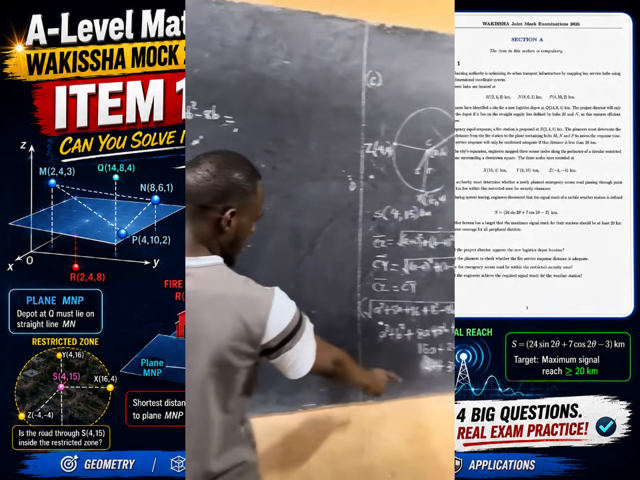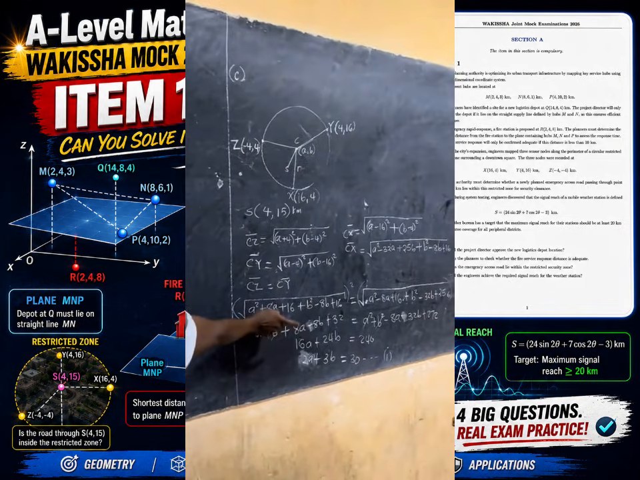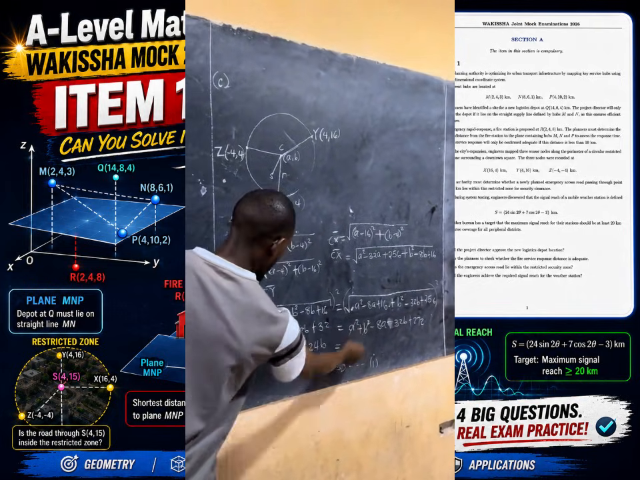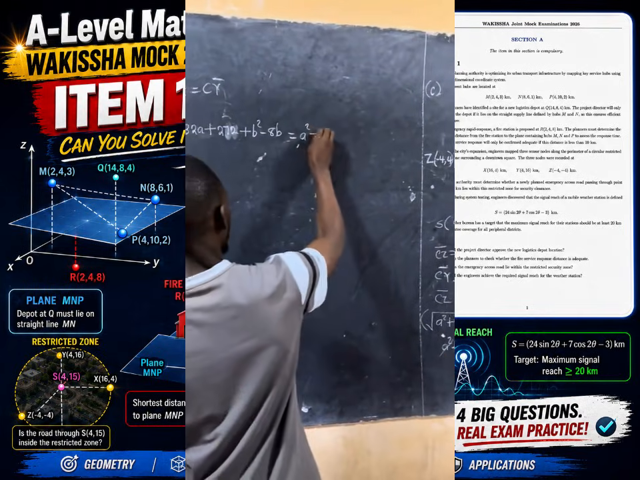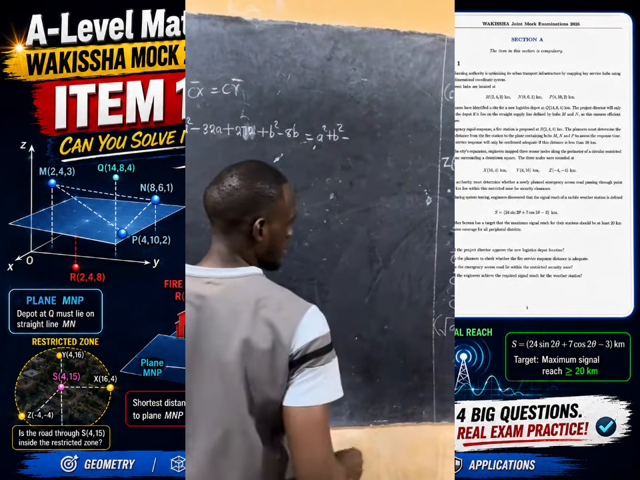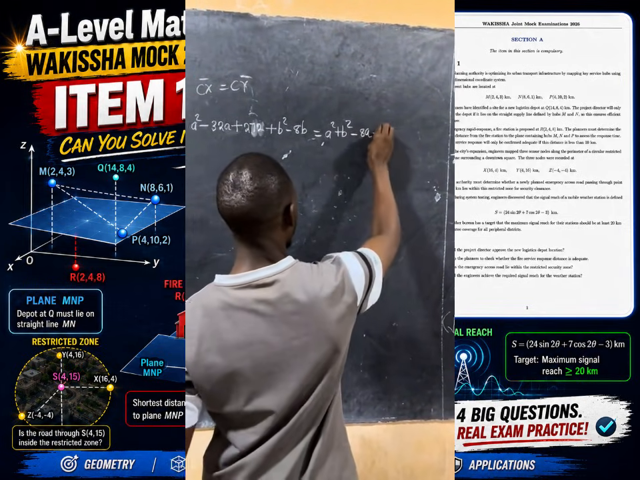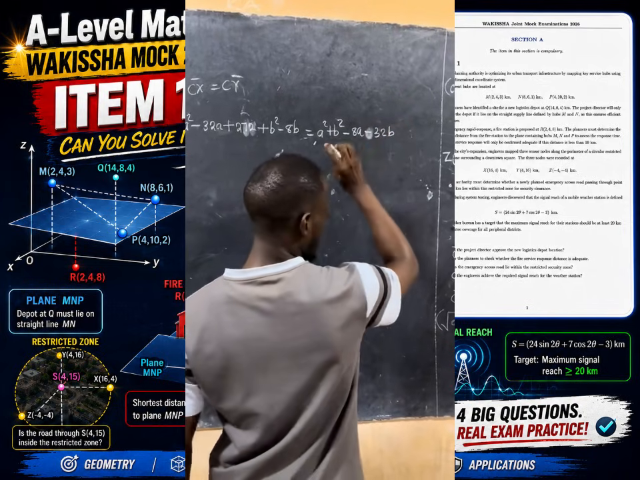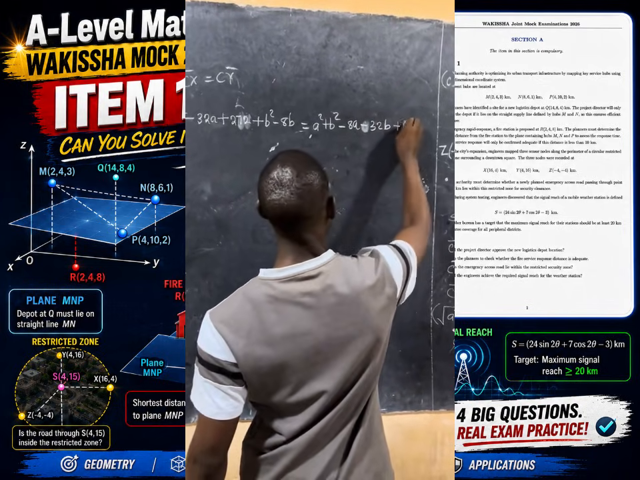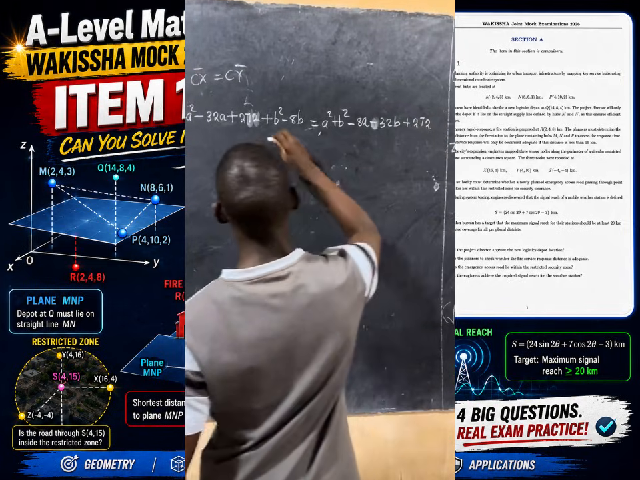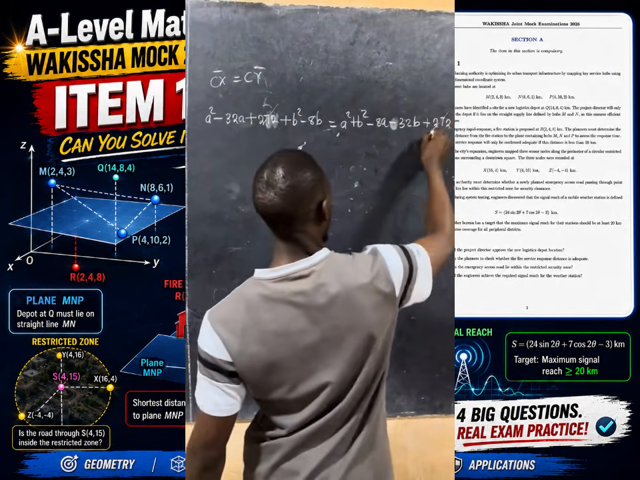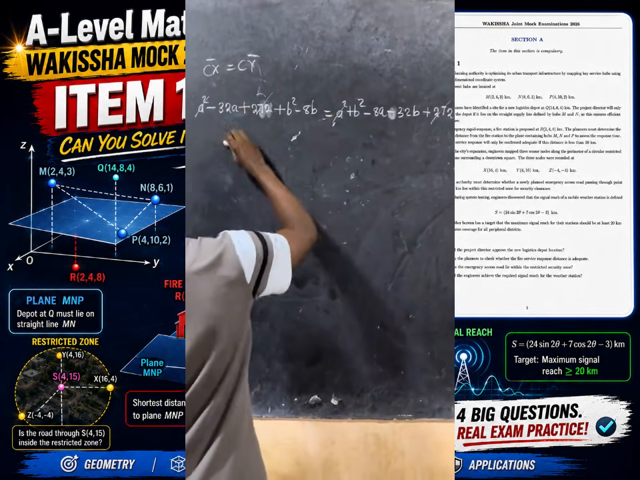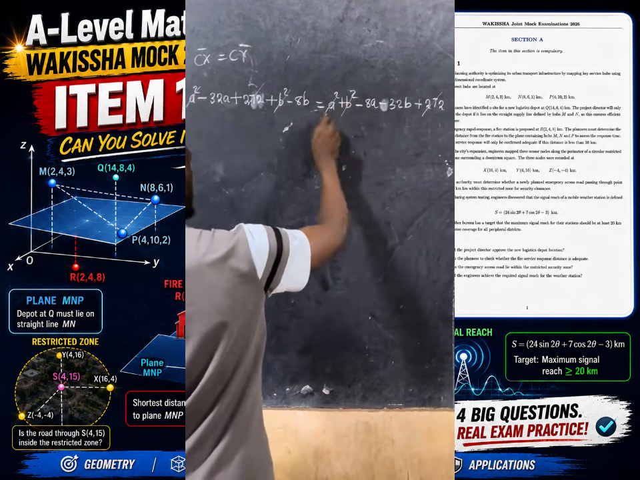We got CY as this one here. CY is a squared plus b squared minus 8a plus 32, it's a minus 32b, then plus 272. The 272 is going to cancel out. A squared leaves, b squared also leaves.